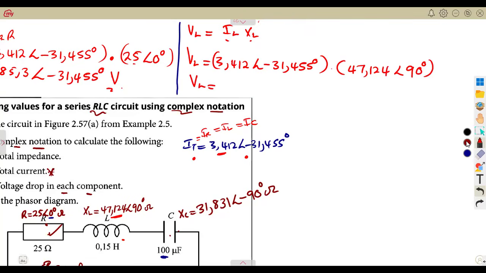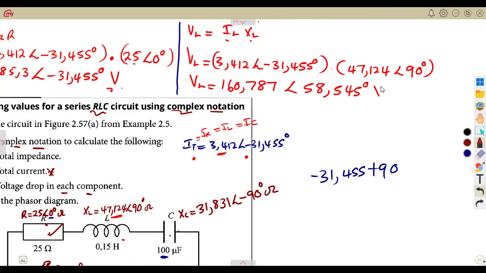So that gives you the VL, just like what we had in the previous case. You multiply the numbers together, which gives us something like 160.787. What about the angles? You add: negative 31.455 plus 90 degrees. That gives us positive 58.545 degrees. Remember, this is polar form, so you indicate the angle. That's our VL, the voltage across the inductor.